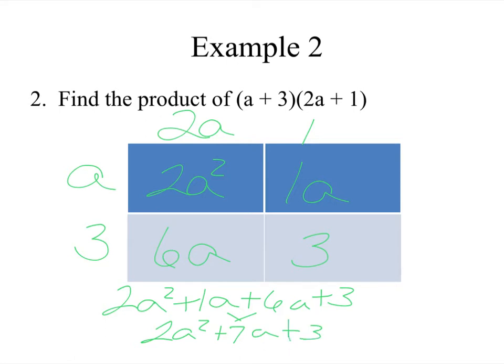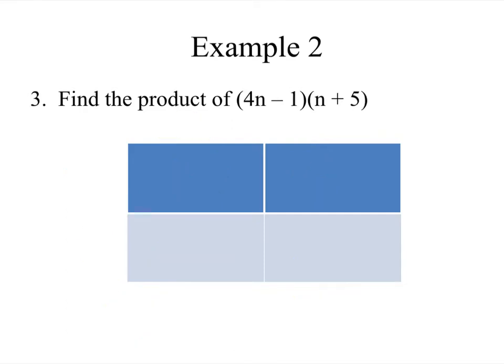That's why it's so important we pull the pieces out of the box in a certain order. By doing that, we can guarantee almost always that those two middle pieces will be like terms and we will be able to add them together. So I want you to go ahead and try this one on your own.